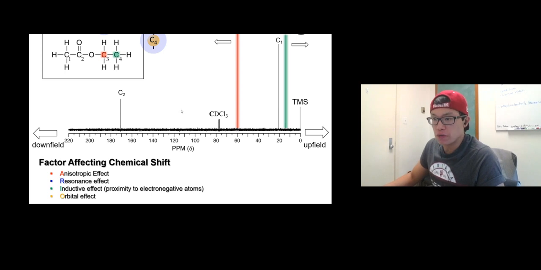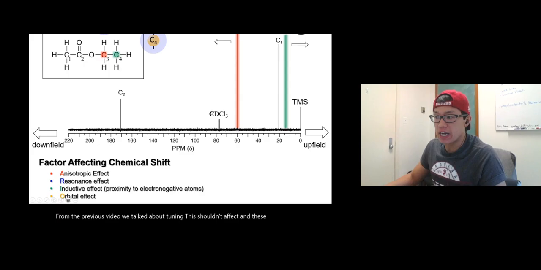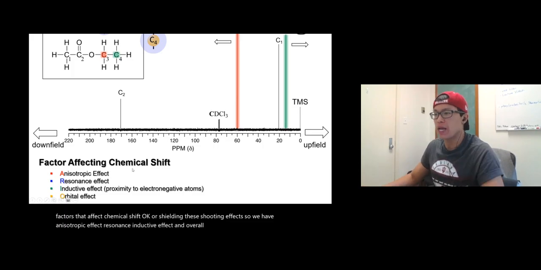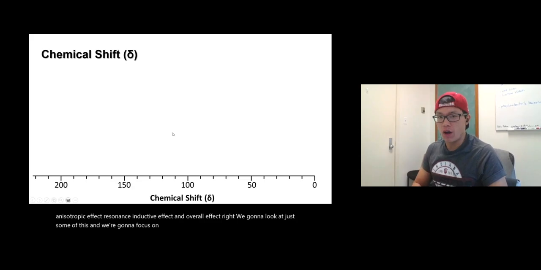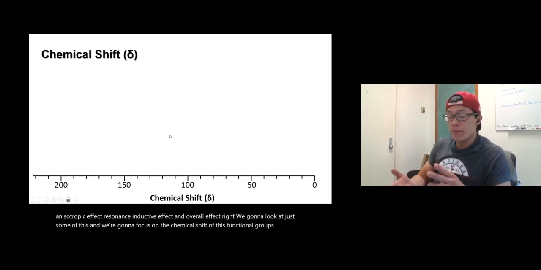From the previous video, we talked about shielding and de-shielding effects, and these are the factors that affect chemical shift. So we have the anisotropic effect, resonance, inductive effect, and orbital effect, right? We're going to look at just some of these, and we're going to focus on the chemical shift of these functional groups.